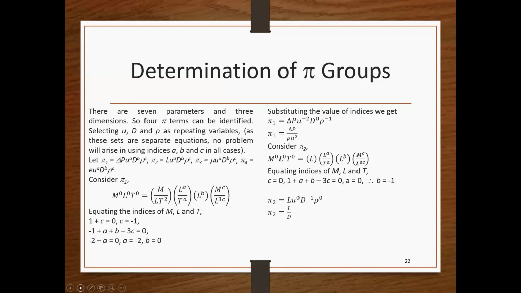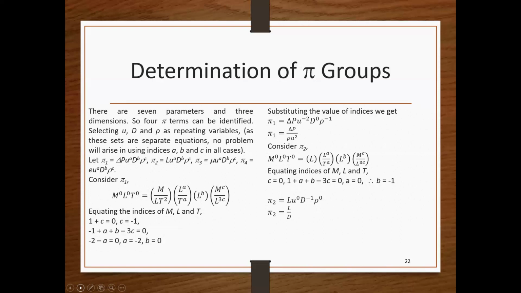Pi 2 is L, U^A, D^B, rho^C; pi 3 is equal to mu, U^A, D^B, rho^C; and pi 4 is E, U^A, D^B, rho^C. Consider pi 1: M^0 L^0 T^0 is equal to M over L T squared, times L^A over T^A, times L exponent B, times M exponent C over L^3C.